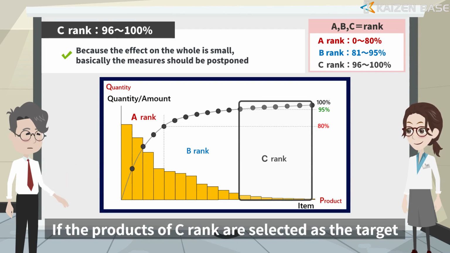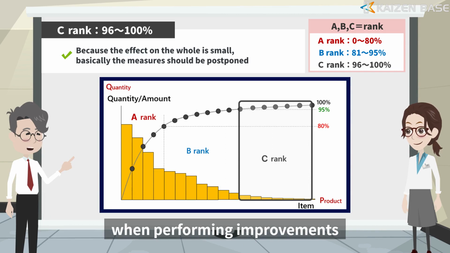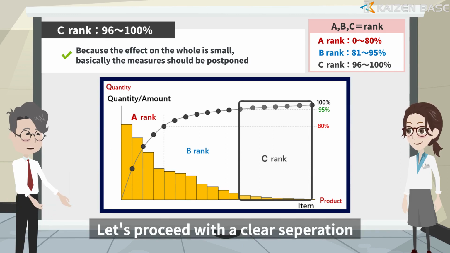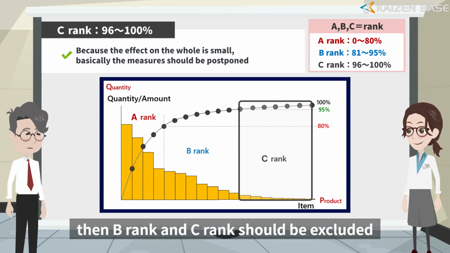If the products of C rank are selected as the target without considering the degree of impact when performing improvements, the resulting effect will be diminished. Let's proceed with a clear separation. A rank should be chosen first, then B rank, and C rank should be excluded.